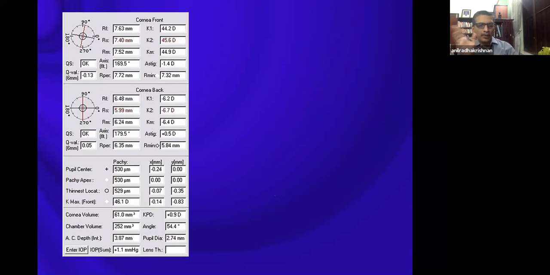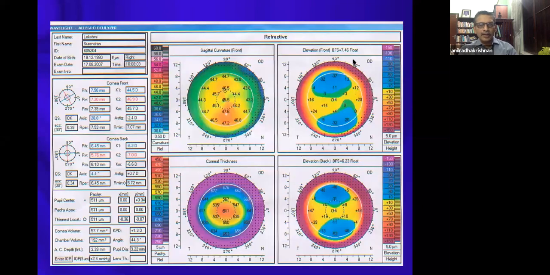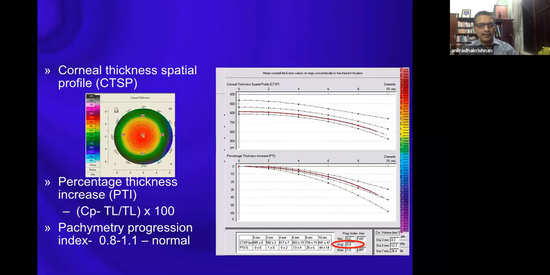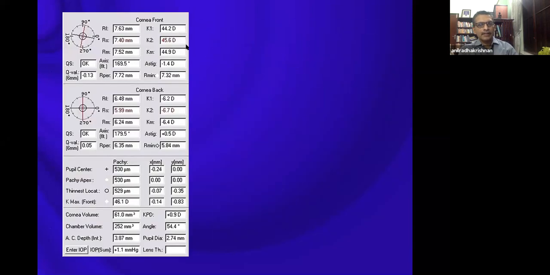After looking at the quad map, in the printout you look at the data over here. I have actually magnified that data. You have to look at the cornea front surface and the back surface. And this is the most important parameter, K-max, or maximum curvature of the cornea. This is coming to 46.1 in this particular case, which should be taken as normal.